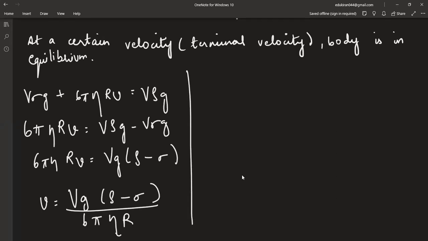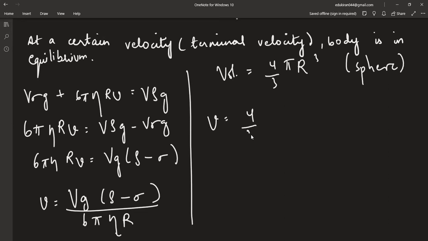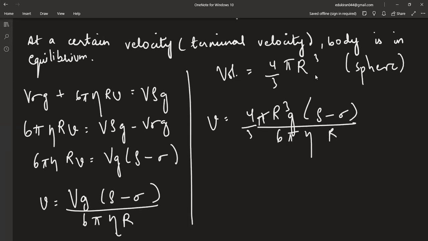Okay, one thing, class. This V is the volume. Velocity is equal to volume times the density difference. So the volume of a sphere is 4 by 3 pi r cube. For a sphere, this is how we write the volume, right? Now let's substitute the value of volume. So velocity will be 4 by 3 pi r cube, times g, then rho minus sigma, divided by 6 pi eta r, correct?